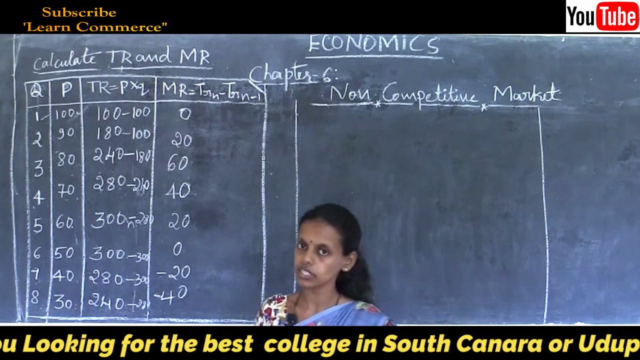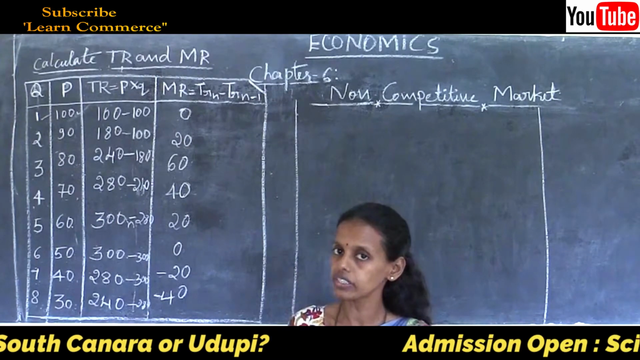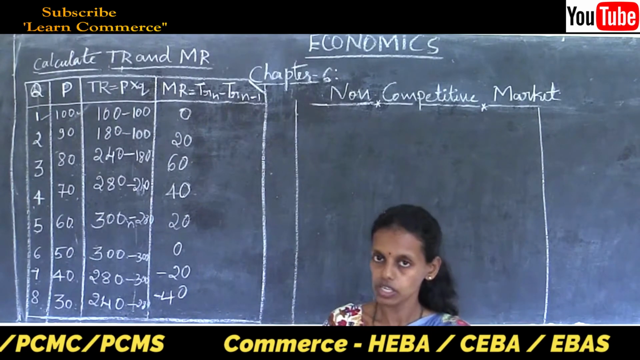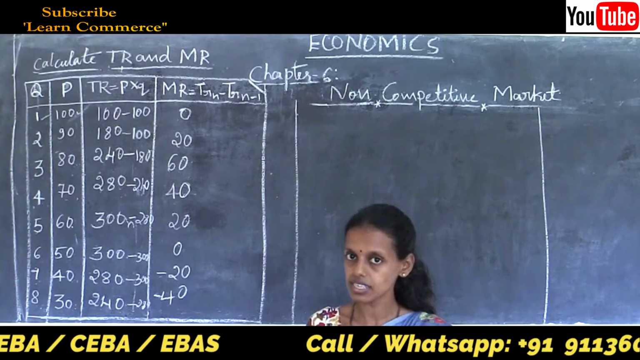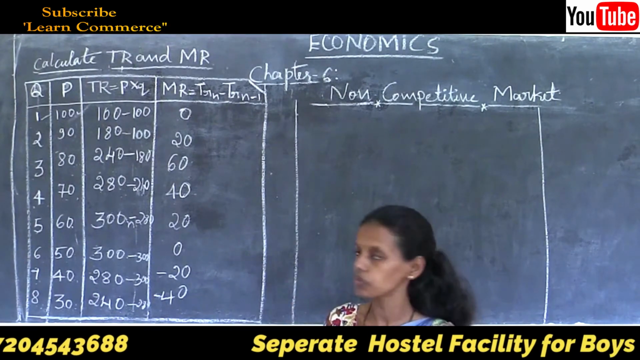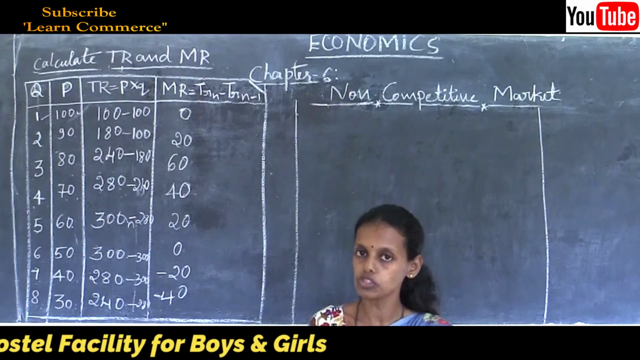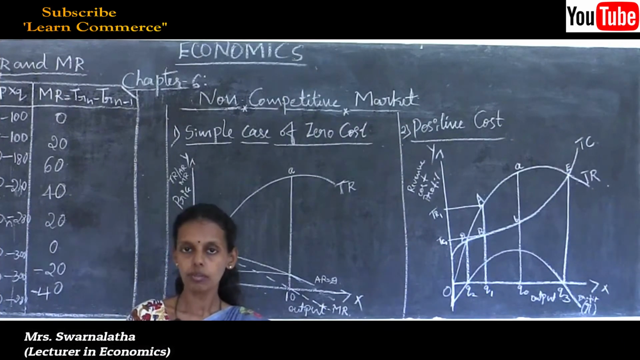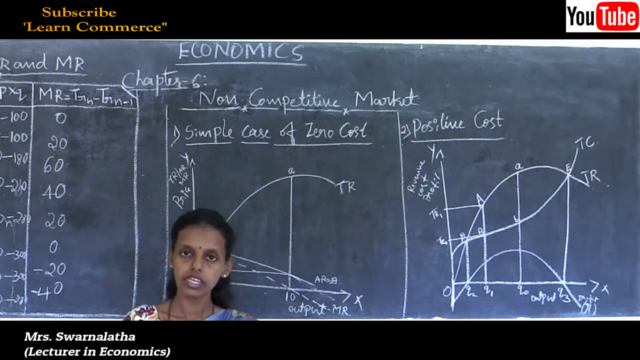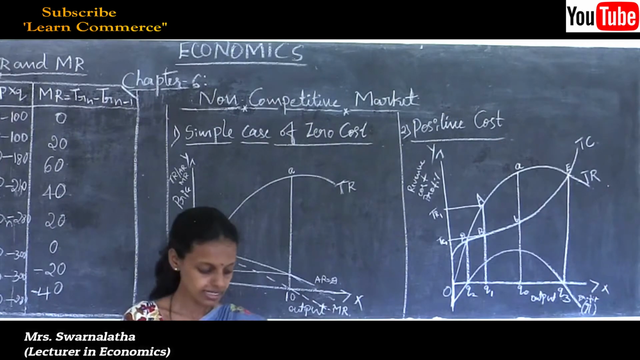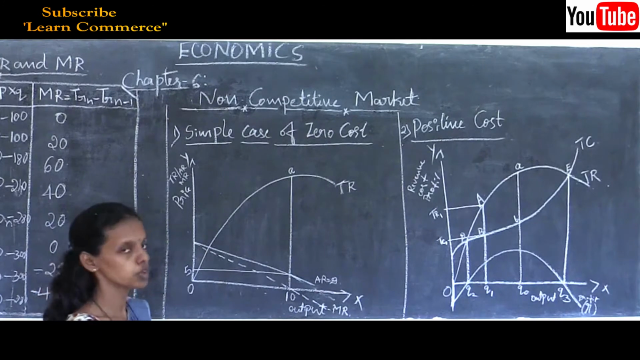So this is about calculating total revenue and marginal revenue when the quantity and prices are given. Next, we are going to discuss in the next class the relation between total revenue and marginal revenue under the monopoly firm in the case of zero cost and positive cost. Thank you. Yes students, as we discussed the calculation of TR and MR, here we are going to see how the firm earns maximum profit and the equilibrium situation of the monopoly firm under the heading short run equilibrium of monopoly firm.